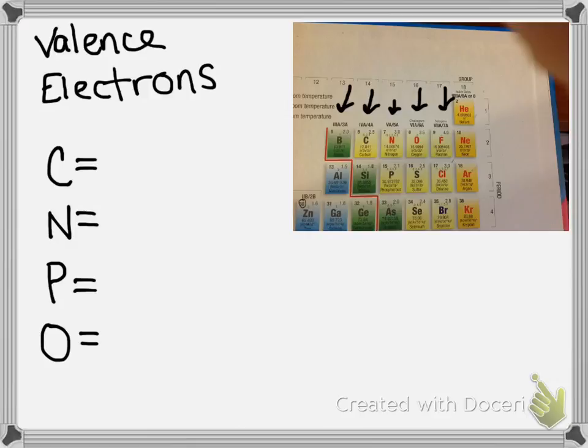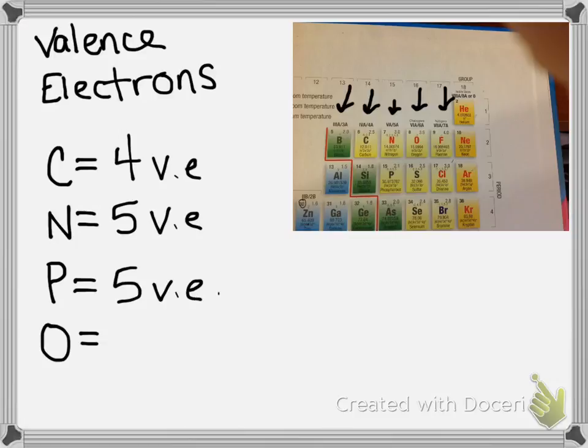It has to end with the A, but if we're looking at carbon, carbon is in column 4A, so it has 4 valence electrons. Nitrogen is in column 5A, so it has 5 valence electrons. Phosphorus is also in column 5A, so it has 5 valence electrons. And oxygen is in 6A, so it has 6 valence electrons.